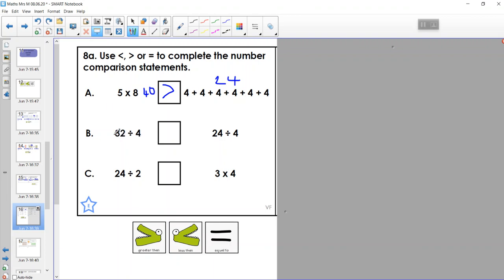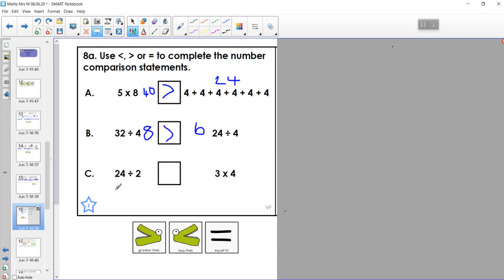Now, how many 4s in 32? Well, I know there are 8 4s in 32. And how many 4s in 24? I've got a clue up here. There are 6 4s in 24. So 32 divided by 4 is greater than 24 divided by 4.